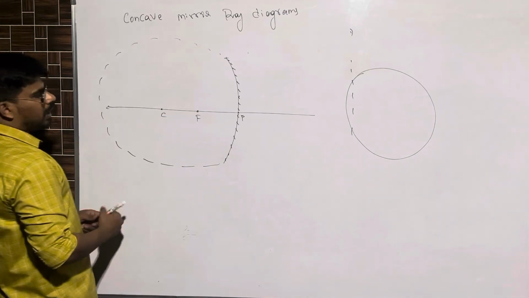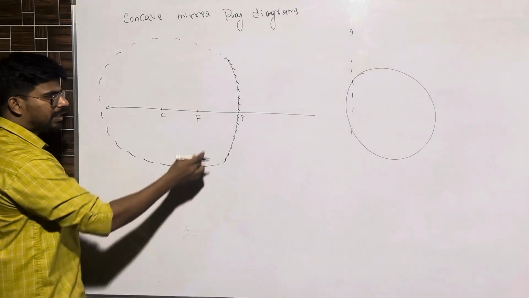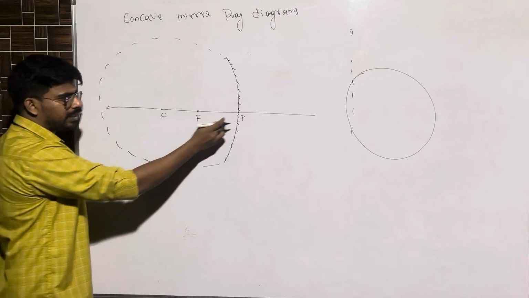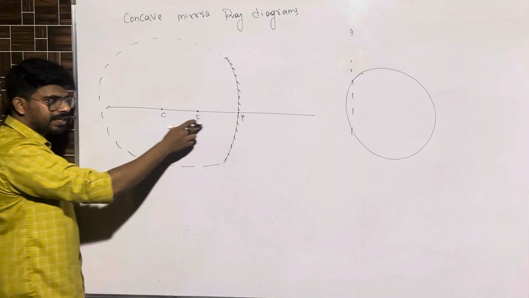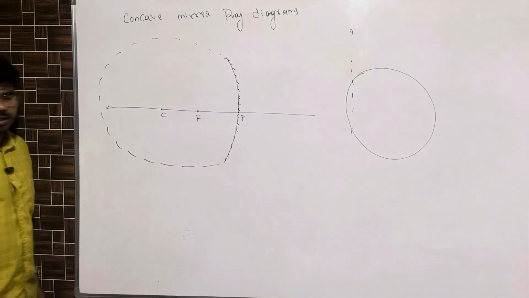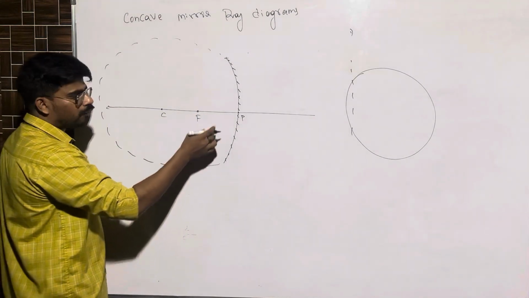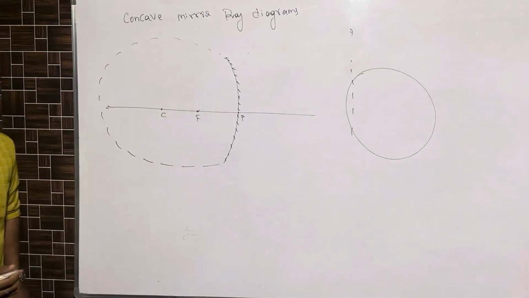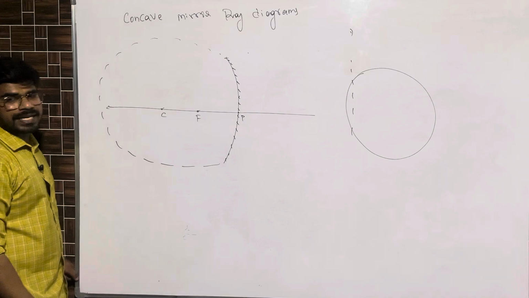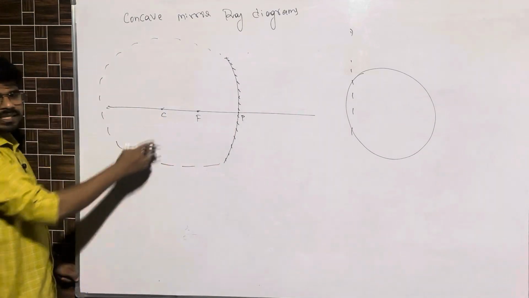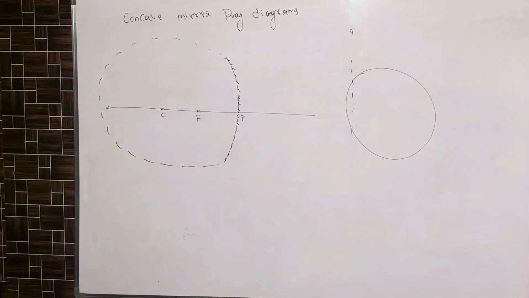For example, this point is called the focus, or focal point. This distance is called the focal length. This point is called the center of curvature. This distance is called the radius of curvature. Clear? Now, first position, the object is placed at infinity.